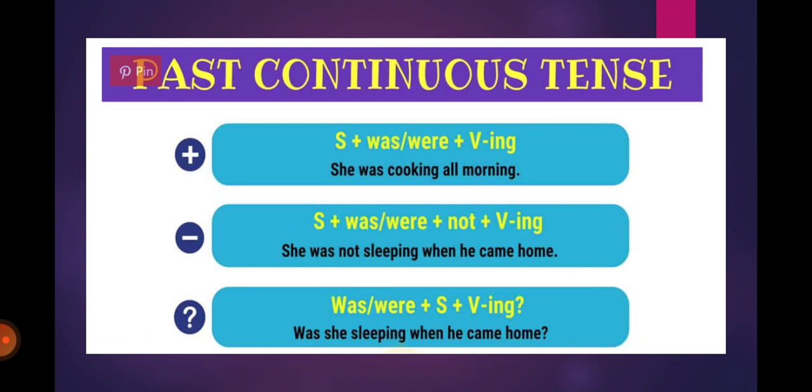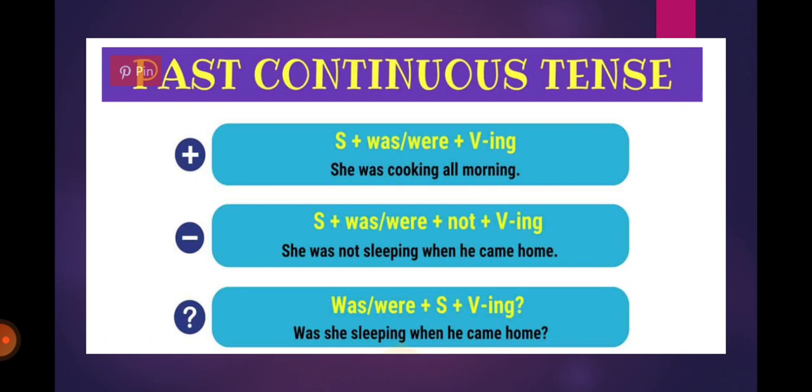Let us take a look at this diagram. We have the continuous past tense in the affirmative: the subject plus was or were plus verb ing. In the negative, we have the subject plus was or were plus not plus verb ing, and we have the following example: she was not sleeping when he came home. Or in the affirmative we have: she was cooking all morning.